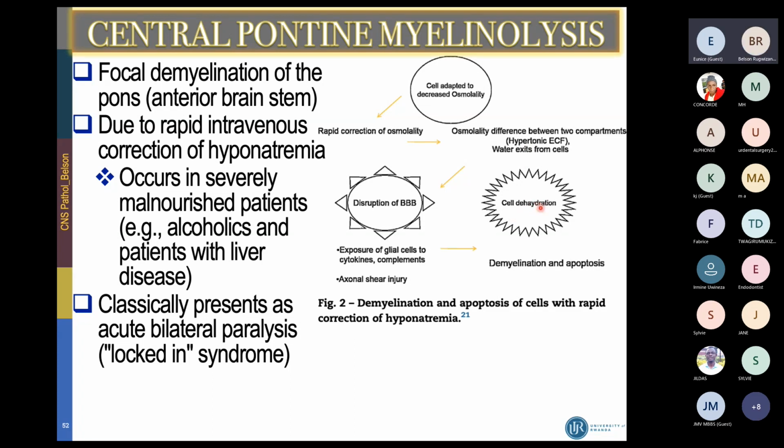Dehydration and the disruption of the blood-brain barrier and so on, exposure of glial cells to cytokines complement the inflammation. Then there will be axonal shear injury and then the demyelination and the apoptosis.